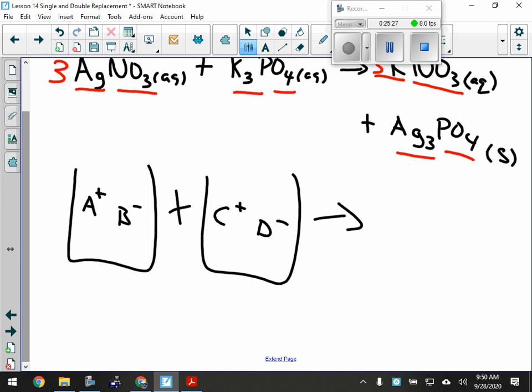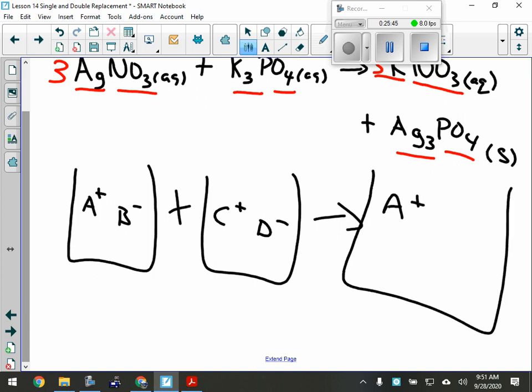So you're taking, for example, in this one, silver nitrate. Don't worry about the charges or anything. You get some silver nitrate here, and you got some potassium phosphate here, in these two beakers. And when you mix them together into one big beaker, here's what happens. You get A, B, C, and D all together.